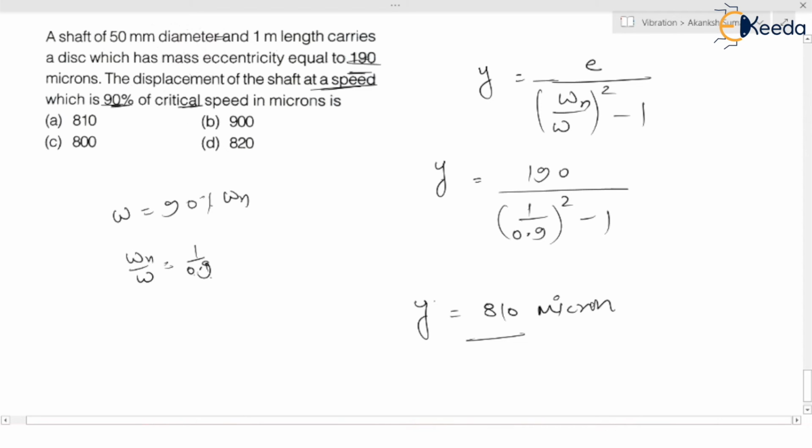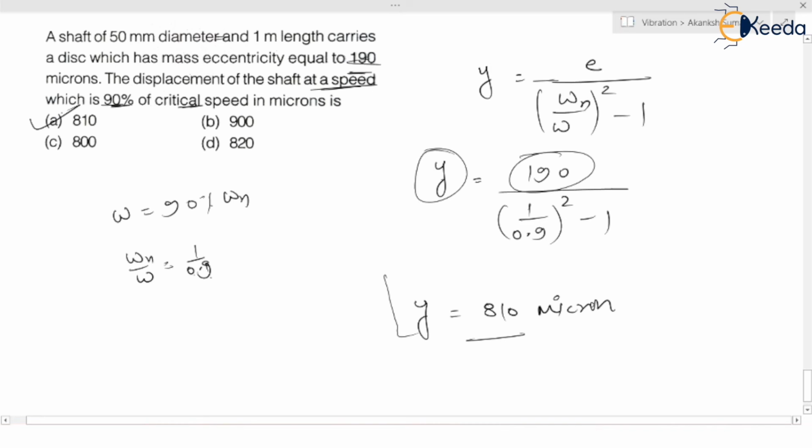Since the units are the same, you need not worry about anything. Whatever the unit of the eccentricity, that will be the unit of this, because this is a ratio, and a ratio has no units. So this would be 810, that means option A would be the correct answer.